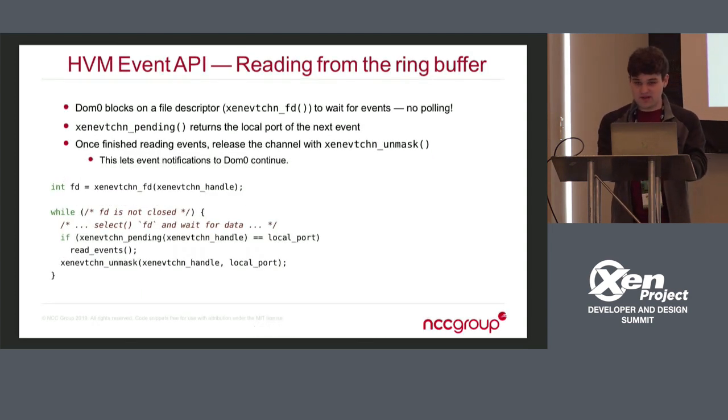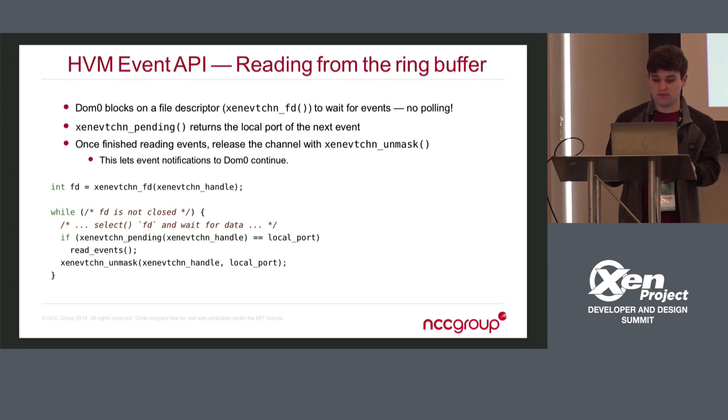So to actually read events from the ring buffer, fortunately you don't have to poll for this. You can do it in a non-blocking way. The way that you do that is you get a file descriptor associated with the event channel from Xen event chan fd, and you basically select on that file descriptor, and when select returns, don't actually try to read anything from the file descriptor. It's just like a signaling mechanism. It doesn't, as far as I know, provide any useful data.